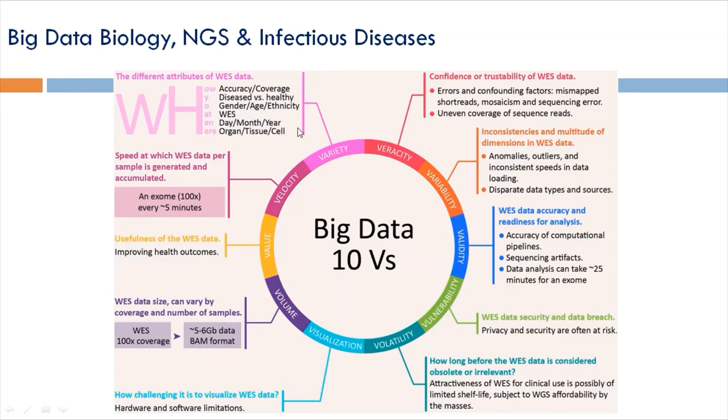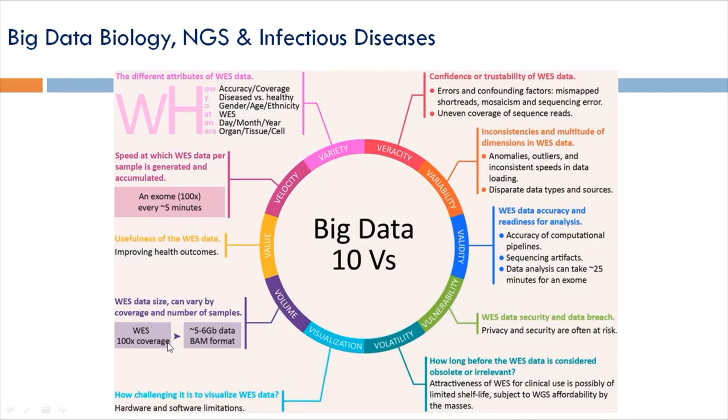So you see here WES, you have variety in it because of gender, age, ethnicity, month, when you are doing it, year, organ, tissue, cell. So there is variety, there is veracity, veracity is the validity, and then there is variability, and then validity, vulnerability, it's vulnerable, isn't it? Privacy, security are often at risk. So there is volatility as well, and then there is visualization. More data, you need to visualize that as well. There is volume, that is very important.